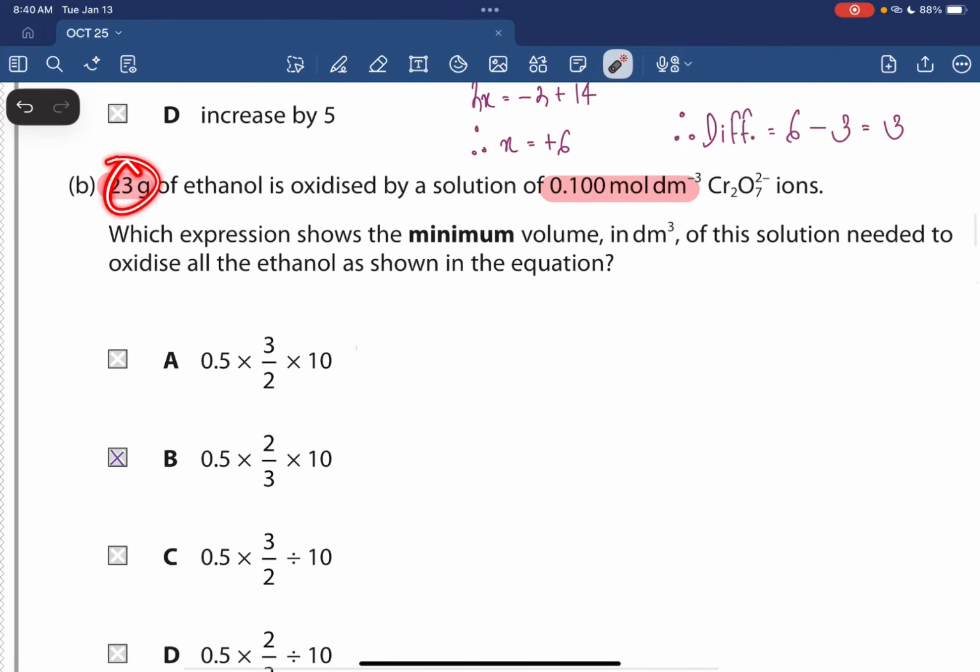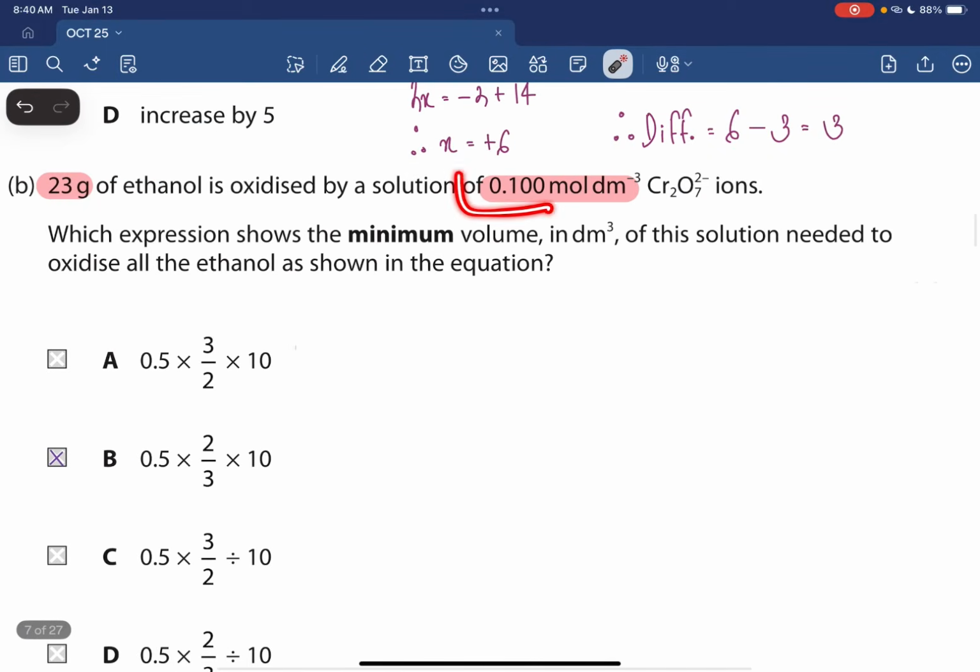23 grams of ethanol is oxidized by a solution of this concentration of dichromate ions. Which expression shows the minimum volume in dm cube of the solution needed to oxidize all ethanol? So basically you have to figure out the volume of this dichromate(VI) that reacted with this ethanol.